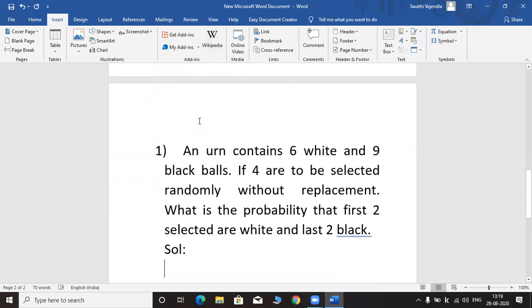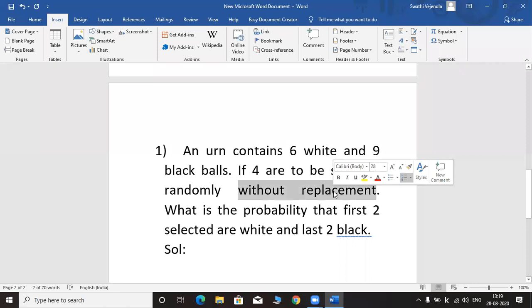All of you read this problem once. An urn contains 6 white and 9 black balls. If 4 are to be selected randomly without replacement, what is the probability that the first 2 selected are white and the last 2 are black? In the statement, it is given that without replacement means you need not replace the ball. If you pick the ball, you can keep it with you; you need not put it back in the urn. That is the meaning of without replacement.